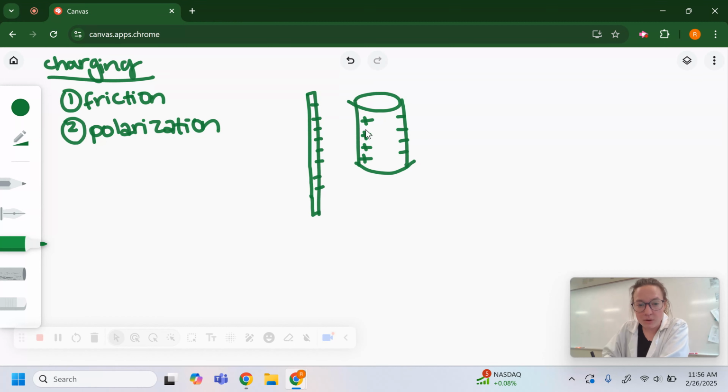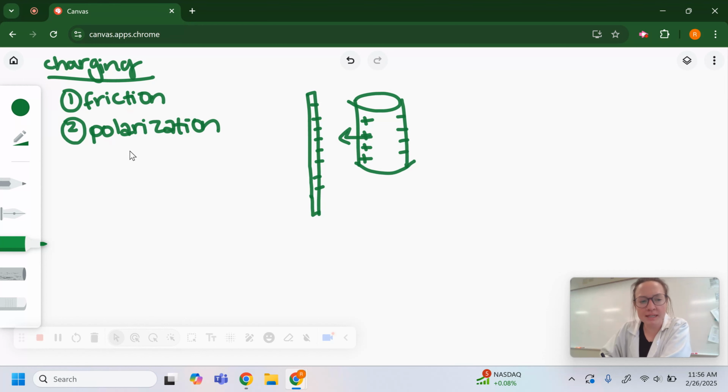When this thing is polarized, now the positive side of the aluminum can is facing the negatively charged PVC. And positives and negatives like each other, so the aluminum can will move toward the PVC this way. And that's how this party trick works.